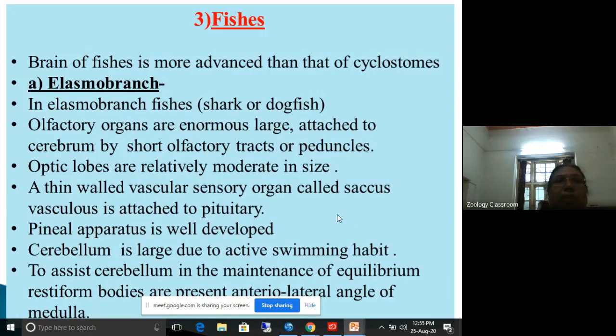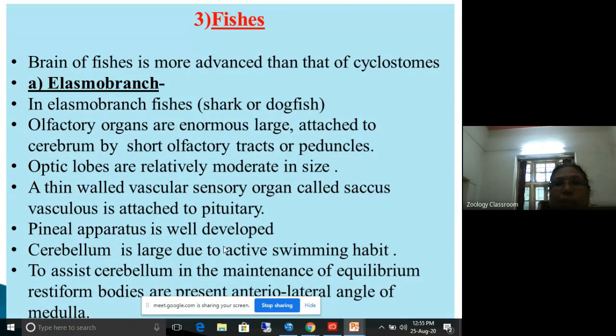Then we see in the theory that in elasmobranch, shark or dogfish, the olfactory organs are enormous, large, attached to the cerebrum by short olfactory tracts or peduncles. We see in the diagram. Optic lobes are moderate in size. Then the sensory organs: there is also the saccus vasculosus, which is present on the ventral surface of the brain.